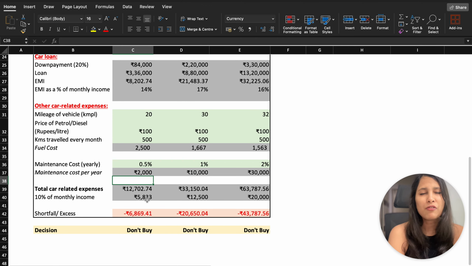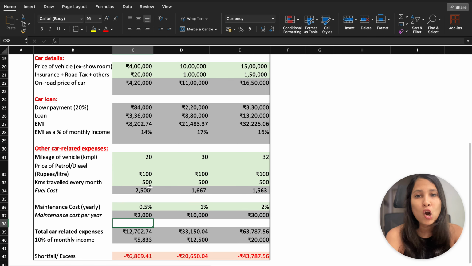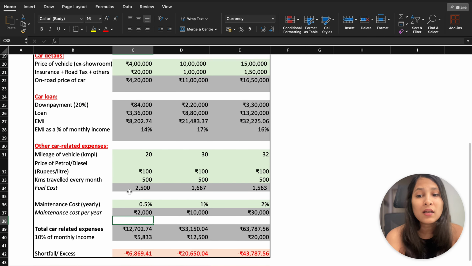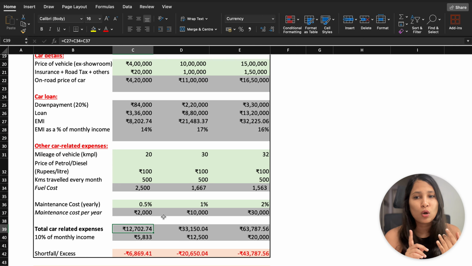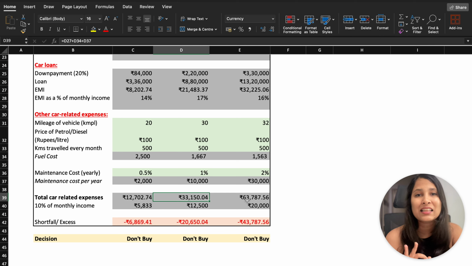Okay. Now, finally, after computing everything, the EMI and other costs that you're incurring for the car, we realize the total car related expense. If you buy a car of say 4 lakh rupees in scenario 1, then you will have to incur a total car expense of 12,000 rupees. Now, what does this include? This includes your EMI, your petrol expenses, your maintenance expenses. Okay. So, in scenario 1, you will have to incur 12,700 rupees. In scenario 2, you will have to incur 33,000 rupees. And in scenario 3, you will incur 63,000 rupees.